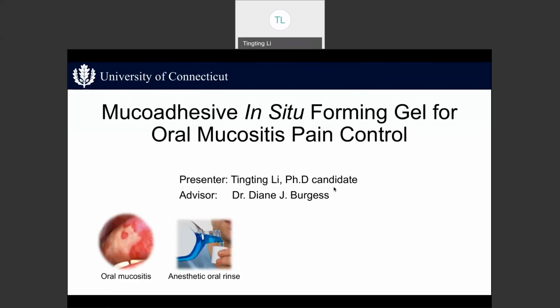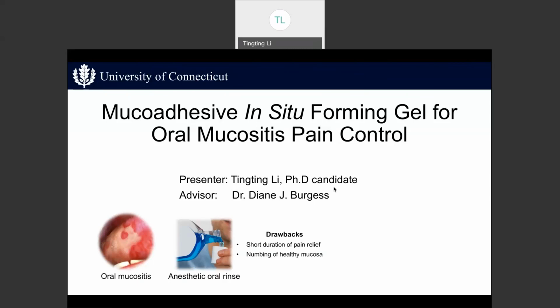However, there are some drawbacks related to this type of dosage form. First, they don't last long in the oral cavity, so they result in a very short duration of pain relief. And second, when patients use these anesthetic oral rinses, they're basically rinsing their whole oral cavity, resulting in numbing of healthy oral mucosa at the same time.